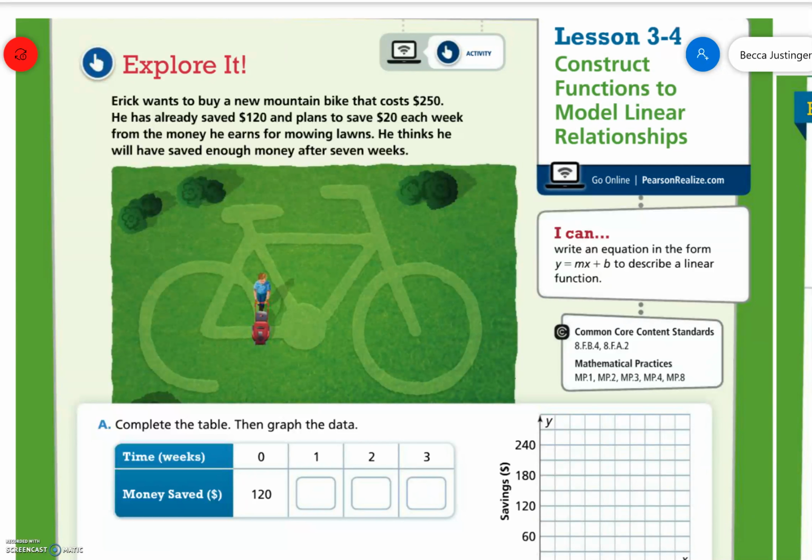Hi, 8th grade. Welcome to lesson 3-4, construct functions to model linear relationships. By the end of the lesson, I want you to be able to say, I can write an equation in the form y equals mx plus b to describe a linear function.